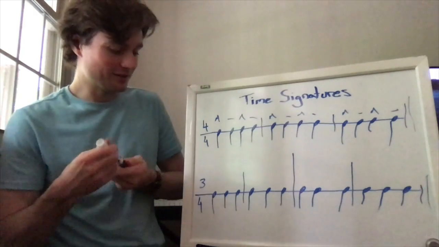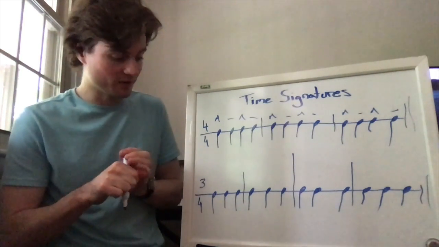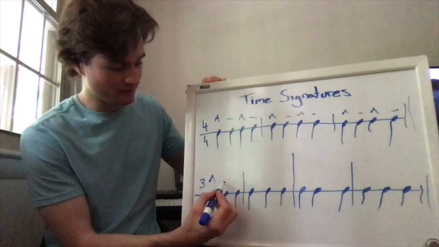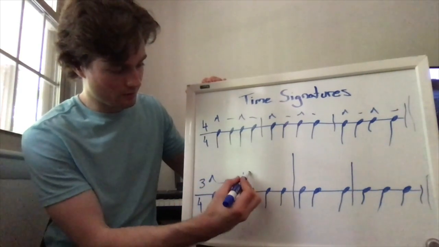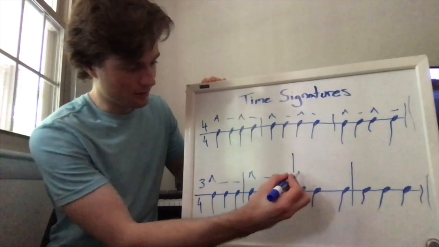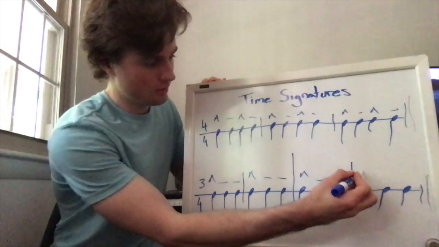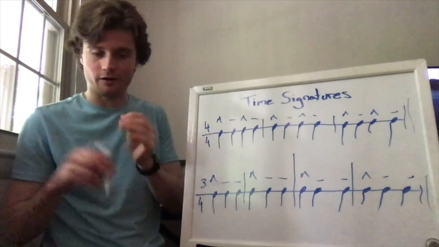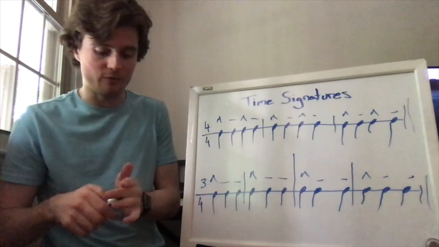Now, let's look at our 3/4 time signature. Here, we're going to have emphasis, non, non. Emphasis, non, non. Okay, so now you're really going to be able to hear why 3/4 is different from 4/4.